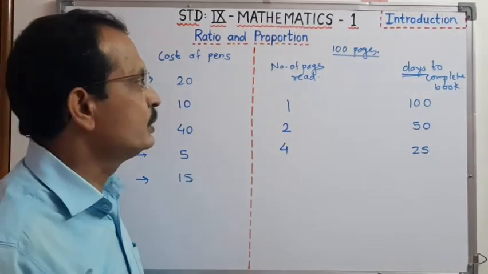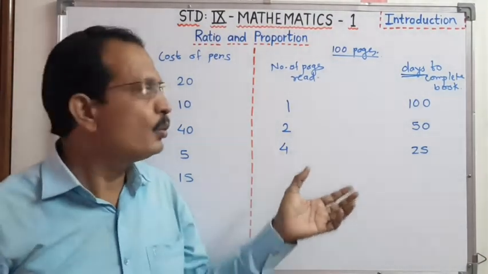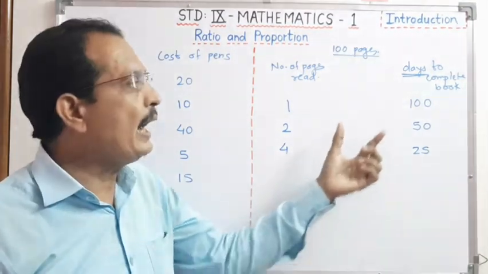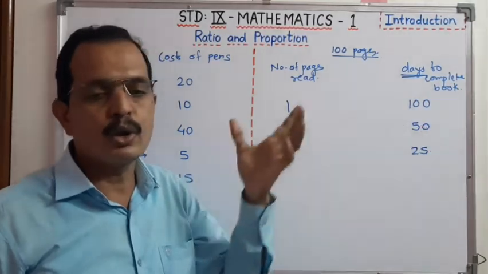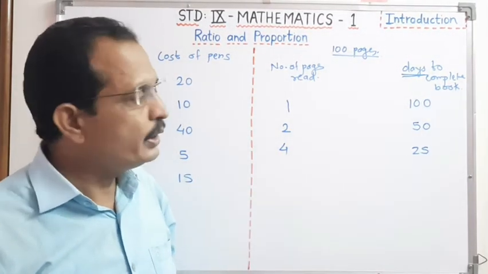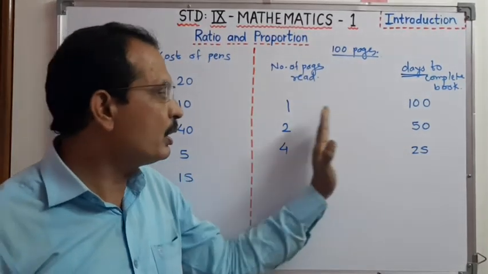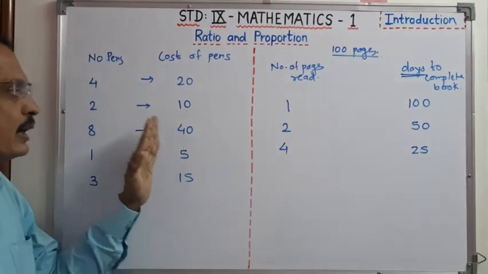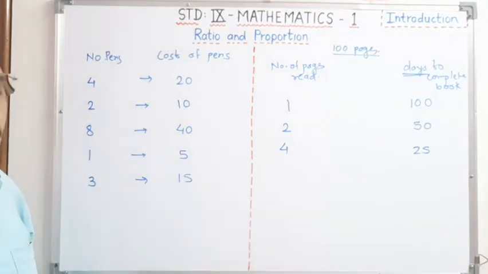Now here also, there are two concepts. One is the number of pages that I read every day and the other is the days required to complete that book. Here also both depend upon each other. In this case also they depend upon each other. Now what is the difference?